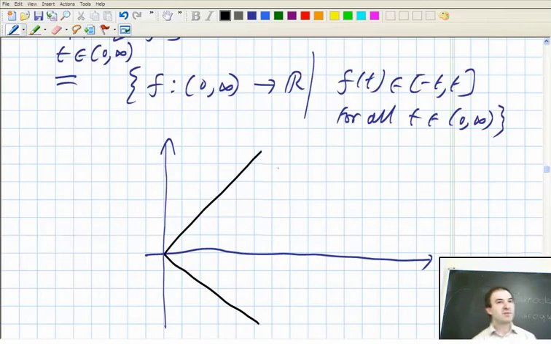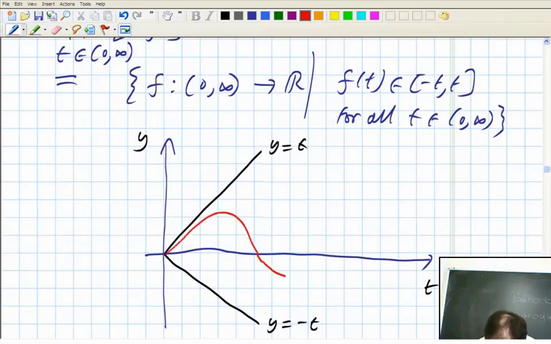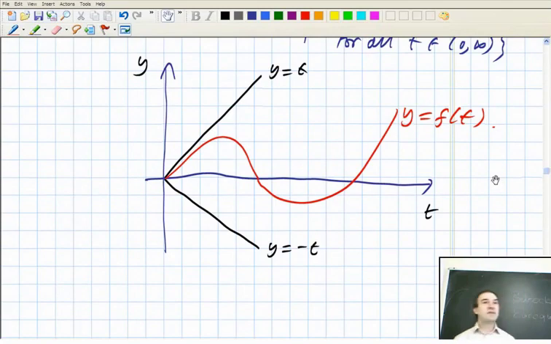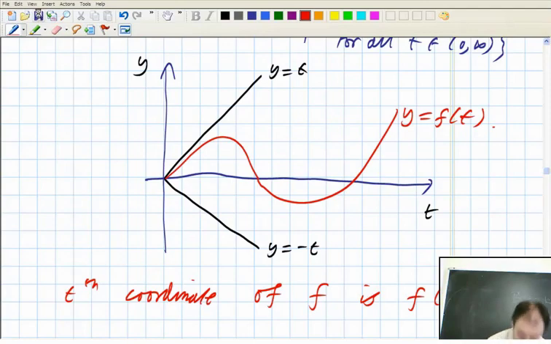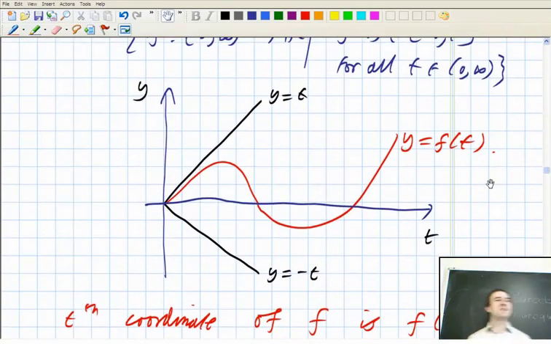The function's got to lie between y equals x and y equals minus x. So this is, let's call this t, there's y, this is y equals t, this is y equals minus t. And a typical thing in here has to be f. You can use f or you can use x, it doesn't really matter. So if you're using f instead of x, the t-th coordinate of f is f of t. So this shows you the connection between functions and products and coordinates and so on.